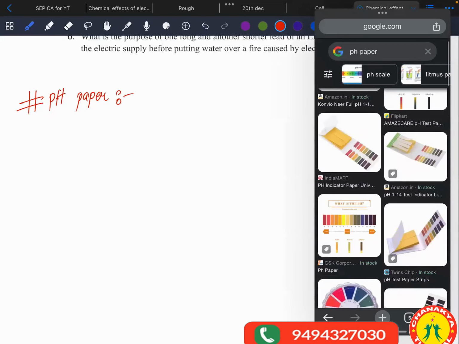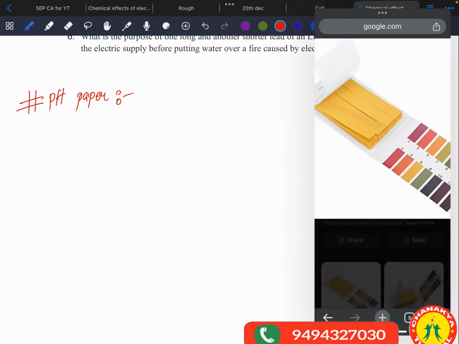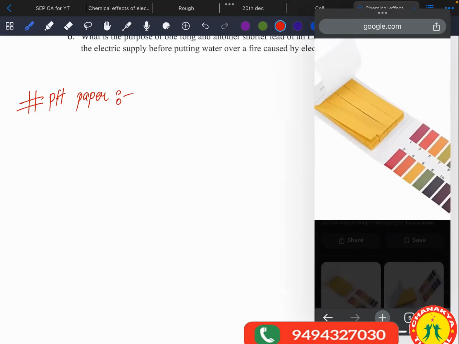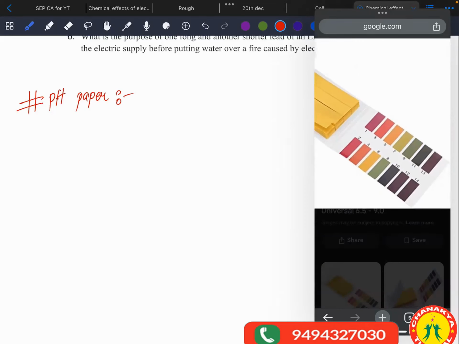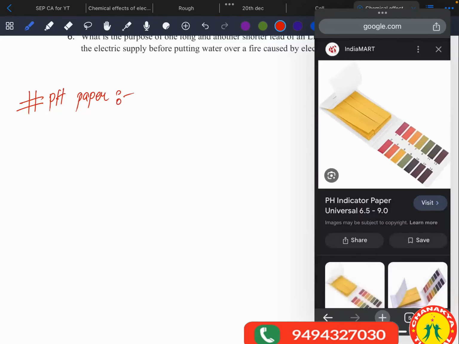Okay, the pH paper is normal. The one which you can see here in the yellowish color, it is pH paper. But when you dip it in a liquid, you get different color compositions, which tell us the value of pH.